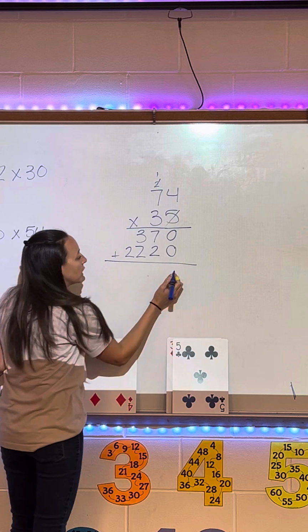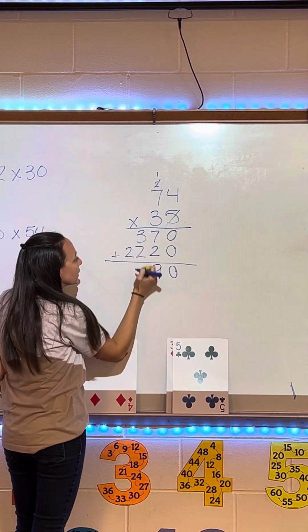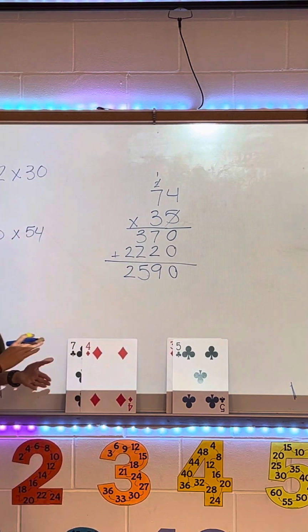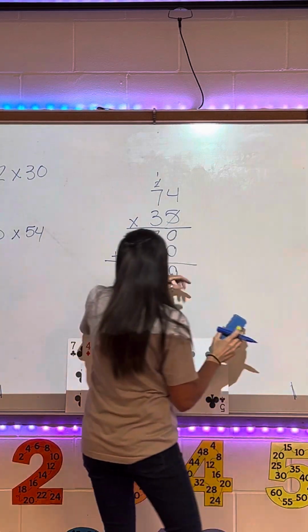What do I do with partial products? I add them together. So 0 plus 0? 0. 7 plus 2? 9. 2 plus 3? 5. And then 2 plus nothing? 2. Excellent.